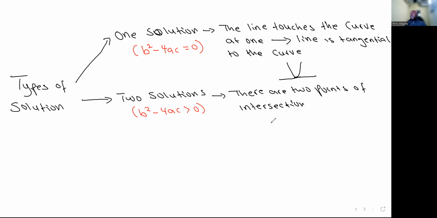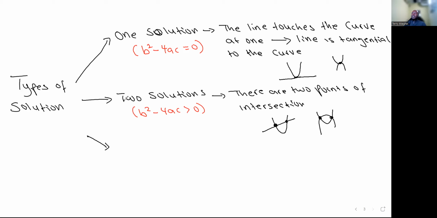Okay, so for instance, if we have something like this, another line, you can see there's a point here, there's a point here. Or you can have a curve here, another curve there, there's a point here. Also, you can have a curve here and another curve here, they just meet at one point. So basically what it means is that for this type of solution, there are two points of intersection here.